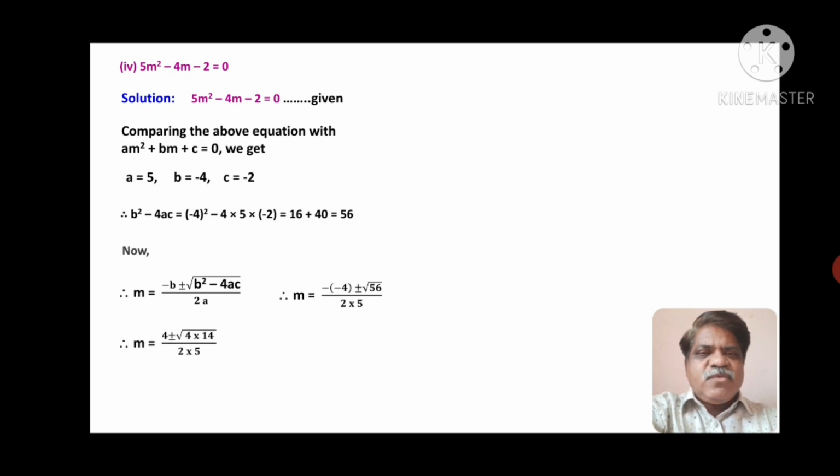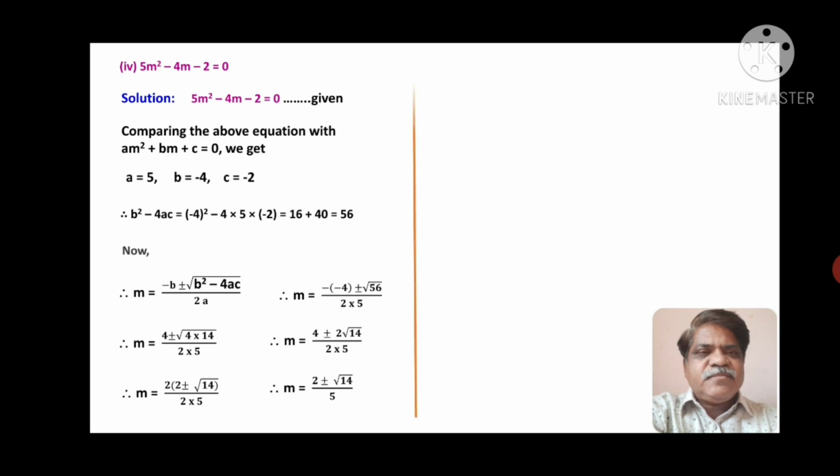Therefore, m is equal to 4 plus or minus square root of 4 into 14 upon 2 into 5. Therefore, m is equal to 4 plus or minus 2 root 14 upon 2 into 5. So, friends, here 2 is common. In the bracket you are getting 2 plus or minus root of 14 upon 2 into 5. So, 2 gets cancelled from the numerator and denominator and you will get m is equal to 2 plus or minus root of 14 upon 5.